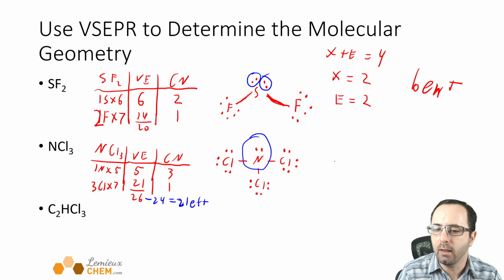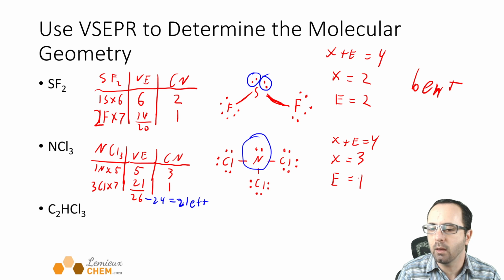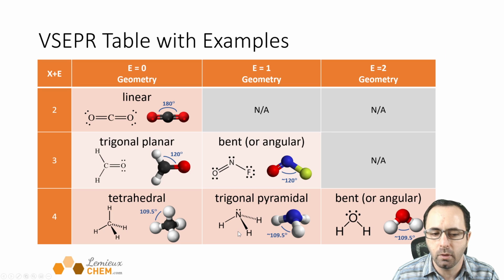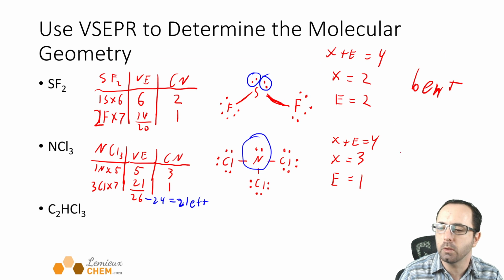So X here, the number of atoms bonded to the nitrogen, is 3. E, the number of lone pairs on the center atom, is 1. So X plus E equals 4, and E equals 1. So X plus E is 4, and E is 1. This will have a trigonal pyramidal geometry.